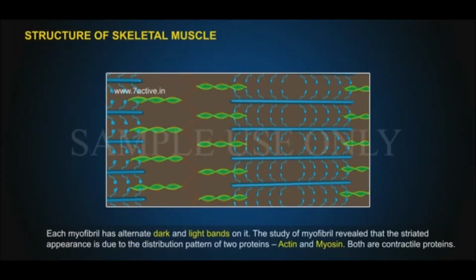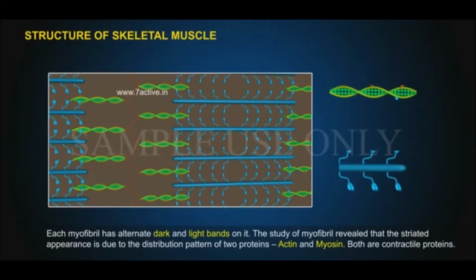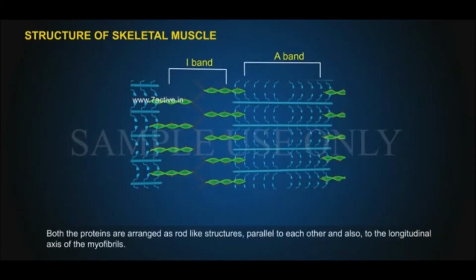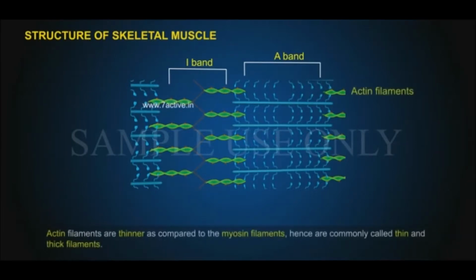Each myofibril has alternate dark and light bands on it. The study of myofibrils revealed that this striated appearance is due to the distribution pattern of two proteins, actin and myosin. Both are contractile proteins. Both proteins are arranged as rod-like structures parallel to each other and also to the longitudinal axis of the myofibrils. Actin filaments are thinner compared to the myosin filaments, hence they are commonly called thin and thick filaments.